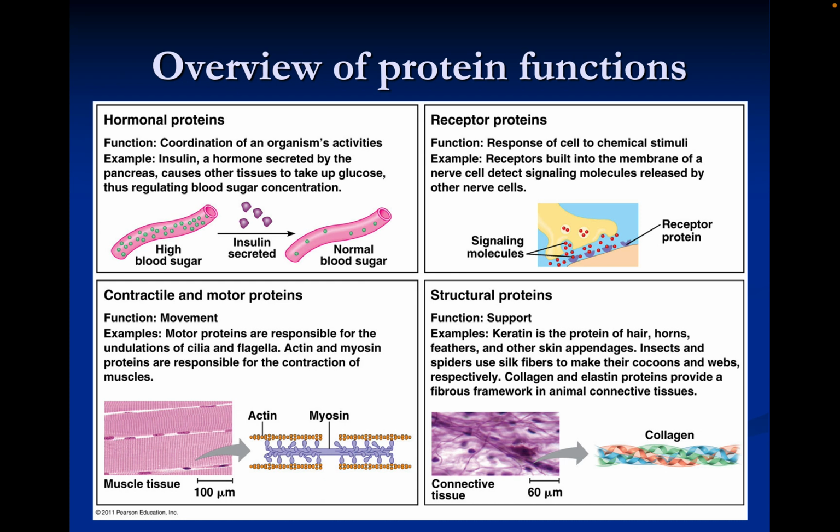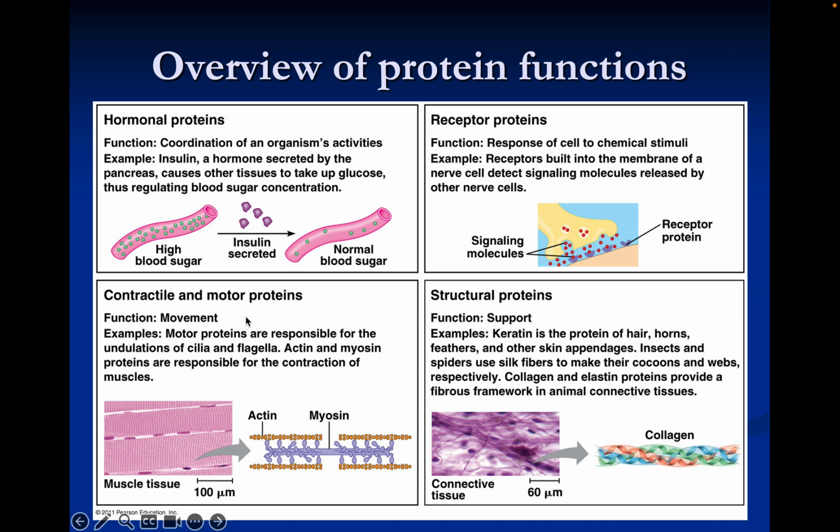Receptor proteins, these function to mediate the response of a cell to chemical stimuli. For example, receptors built into the membrane of a nerve cell can detect signaling molecules released by other nerve cells, so they can pass a message along from one nerve cell to the next.